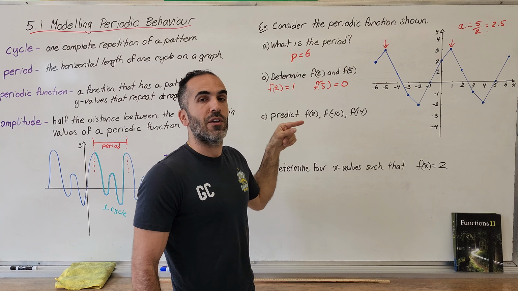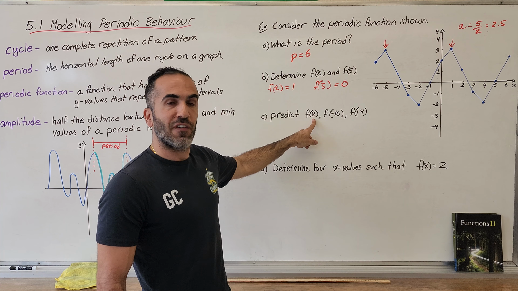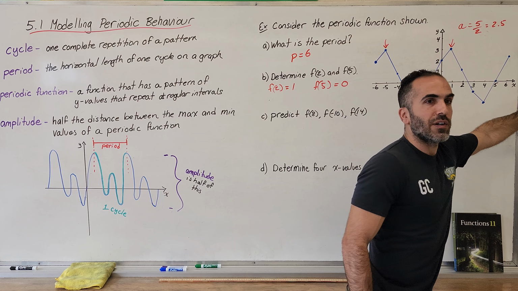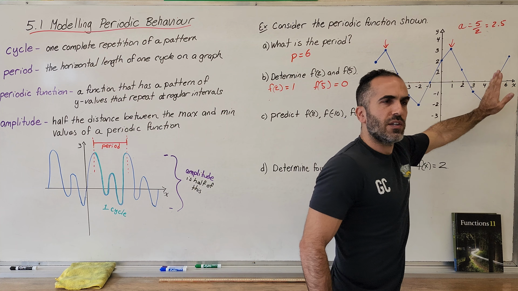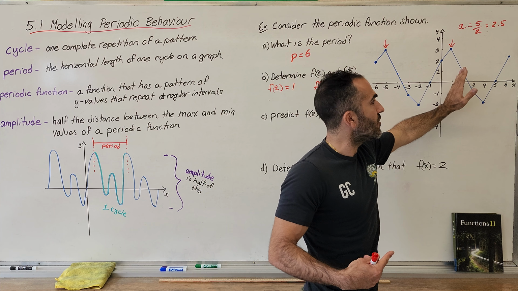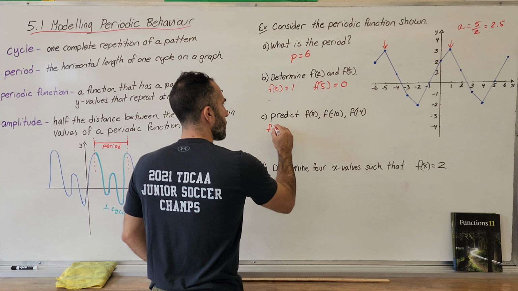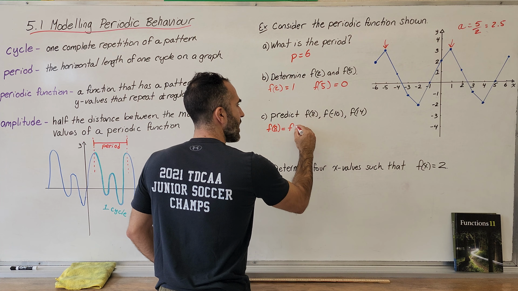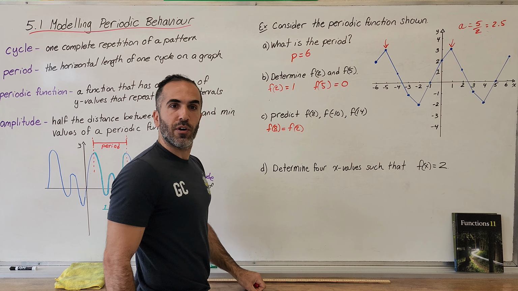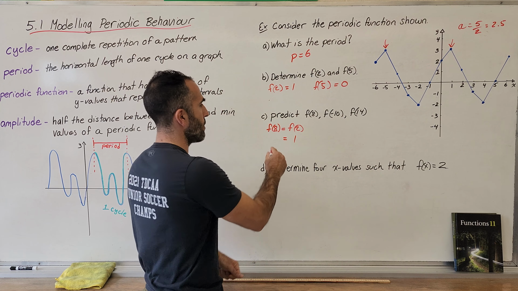And we do that by using multiples of the period. So I know that f at 8 is going to be out here somewhere, but if I go 6 this way, it should be the same thing, right? Because the period's 6. That's when it repeats itself. So f at 8 should be the same as f at 2 because they're 6 apart from each other. And I know f at 2 is 1, so I know f at 8 is 1.